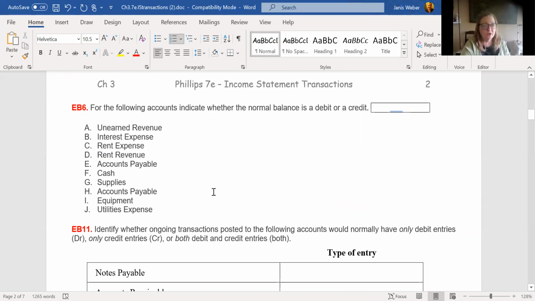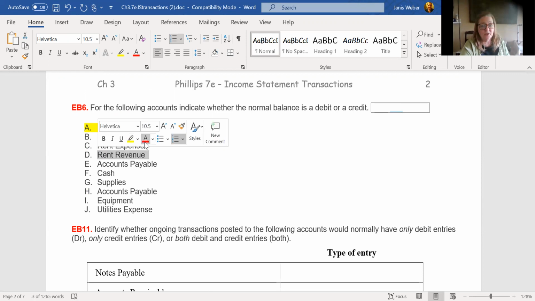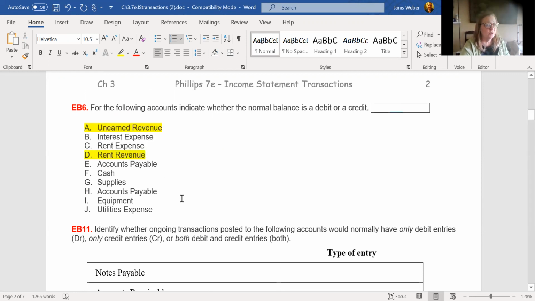Unearned revenue, we already learned, is a liability account. So that's a credit balance account. Interest expense is a debit balance account. This is an expense, and so is rent expense. Those are debit balance accounts. Rent revenue is a credit balance account because it's increasing equity. So it's a credit. Accounts payable is a liability. So it's a credit.